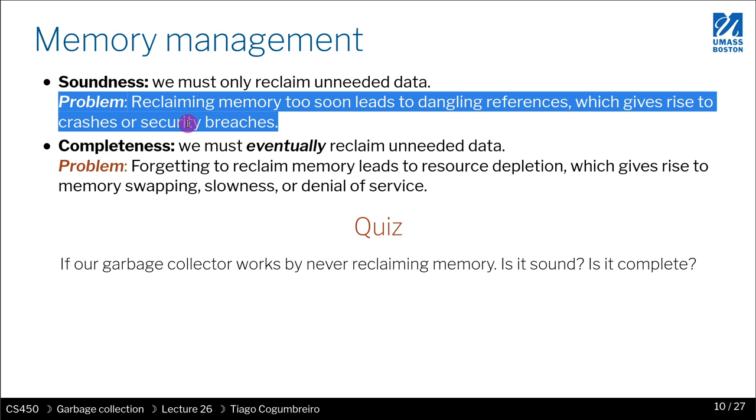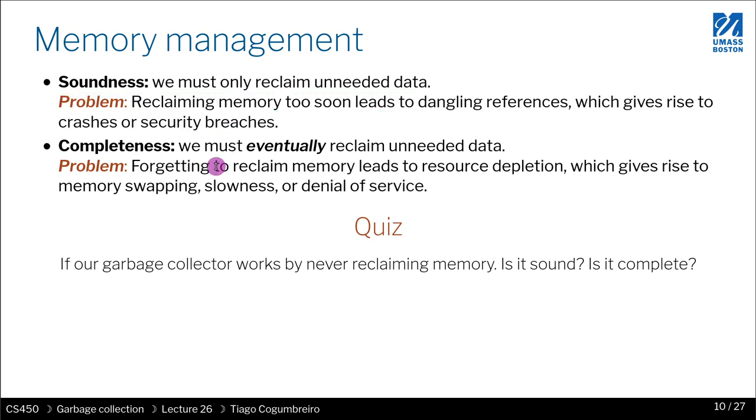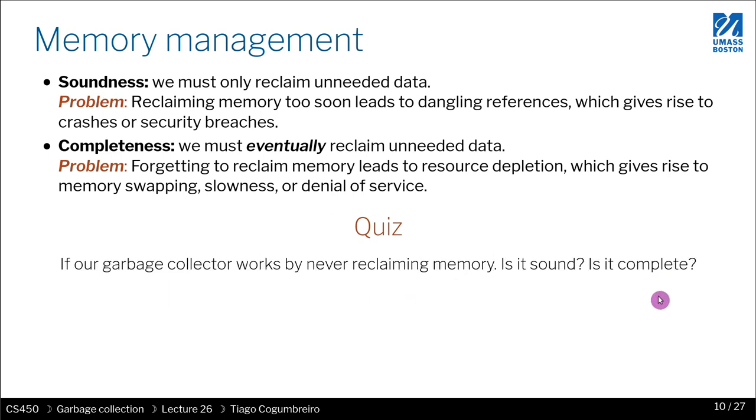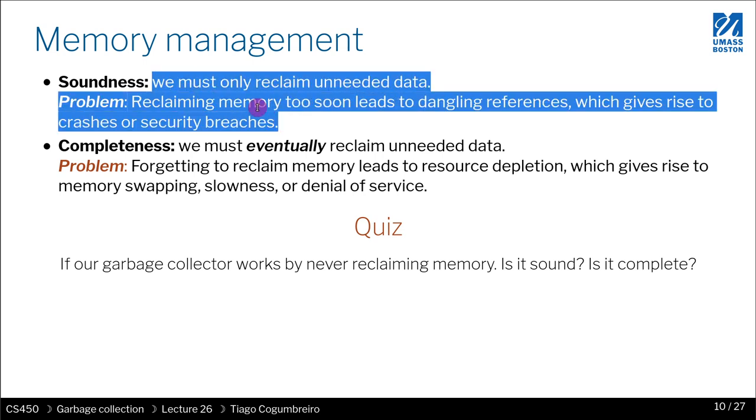On the other hand, you have what is known as completeness, which is to say, at some point, you have to be able to reclaim all unneeded data. So you cannot just leave it. The easiest way is a garbage collector that never reclaims memory. By never reclaiming memory, you never make a soundness mistake, correct? Imagine you implement a garbage collector that is very, very basic. It never makes any mistake because it never does a single thing.